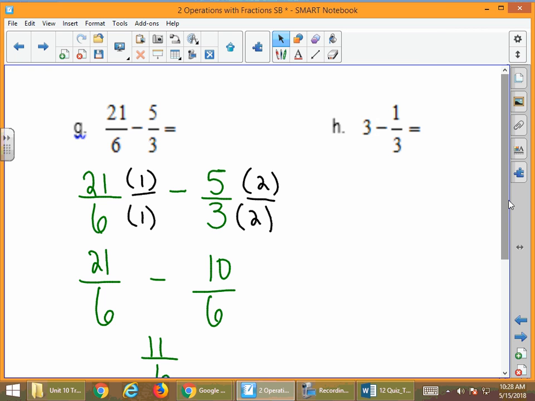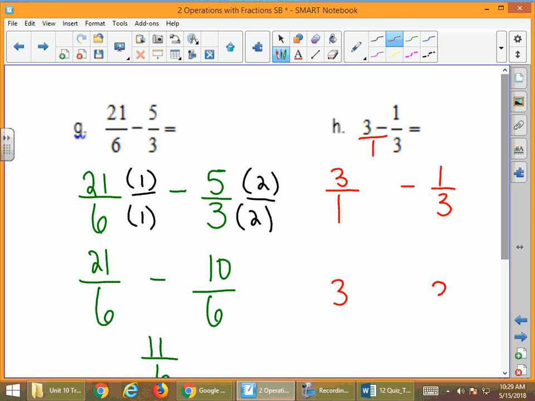Lastly, 3 minus 1/3. I hope there's a couple people that are in this classroom or watching the video who can go, oh yeah, I know what the answer is. It's 2 2/3. But if you aren't one of those people, we have to find the common denominator. So this is going to be 3 over 1, leave a little bit of space, minus 1/3, and our common denominator, 1 times 3 is 3. So our common denominator is 3.